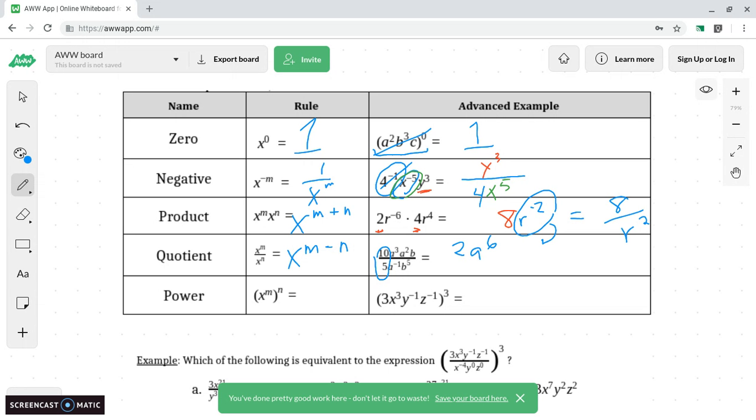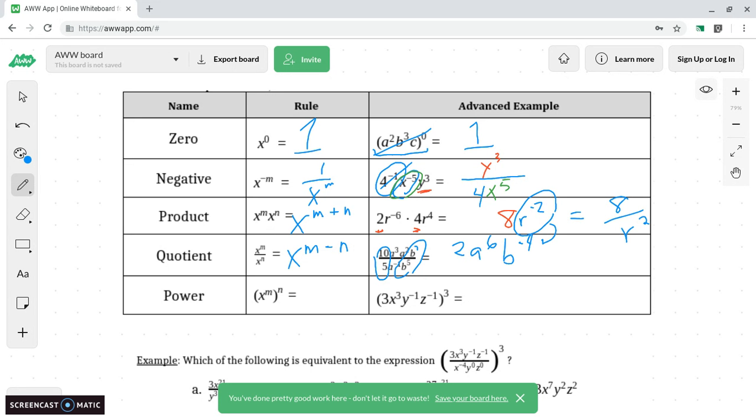And then the last part is these b's. The b on the top doesn't have an exponent, which means there's an invisible 1 exponent. And so we can subtract those. So we do the top minus the bottom. So 1 minus 5 would be negative 4. So we have 2a to the 6th, b to the negative 4th.